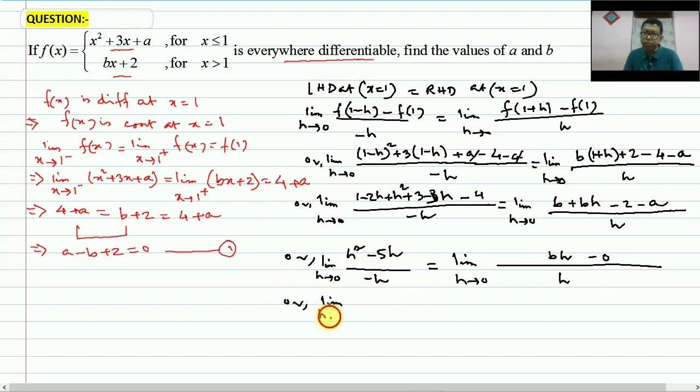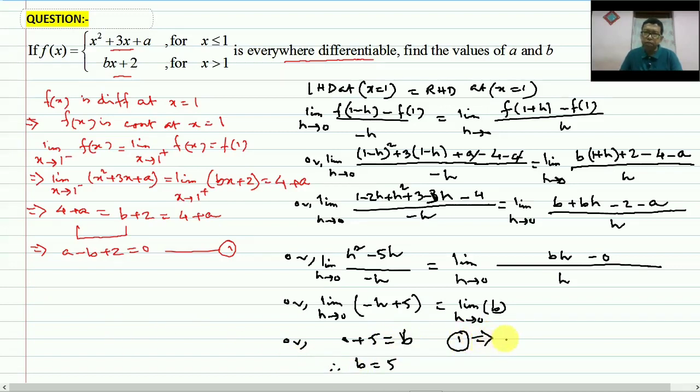Limit as h tends to 0, and in the bracket it will be minus h plus 5, because h is not equal to 0, since h tends to 0. The right side is the limit as h tends to 0; similarly you can cancel h and you will get only b. So b is a constant, and the limit of b is again b. So you are getting 0 plus 5 is equal to b, that means b is equal to 5. Now put the value of b in equation 1. So from 1 we get a minus b, with b equal to 5, plus 2 equal to 0. Therefore a is equal to 3. So the values are a equal to 3 and b equal to 5, hence the result.